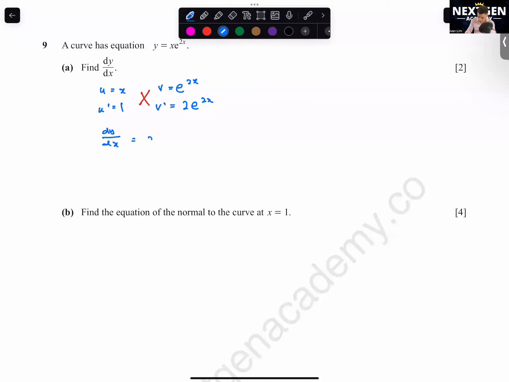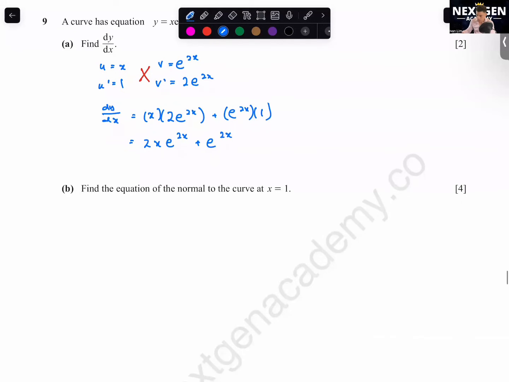So here we get x times 2e power 2x plus e to the power 2x times 1. We get 2x e to the power 2x plus e to the power 2x. If we just leave it here first, later we will see whether we need to simplify in any manner. Question B: find the equation of the normal to the curve at x equals 1.